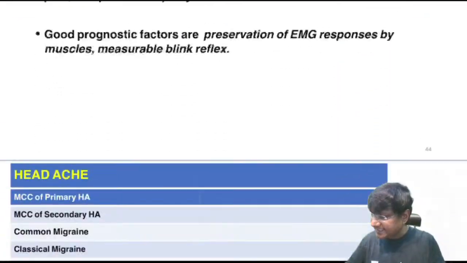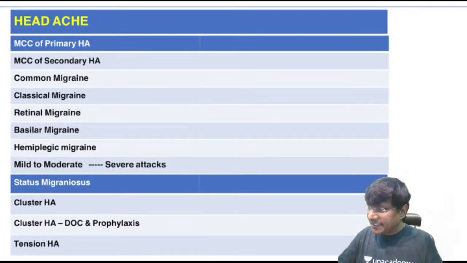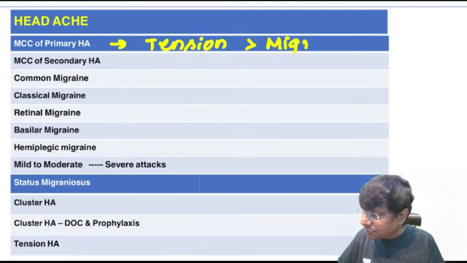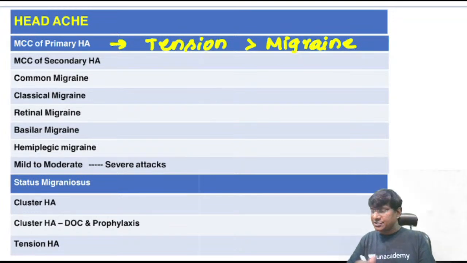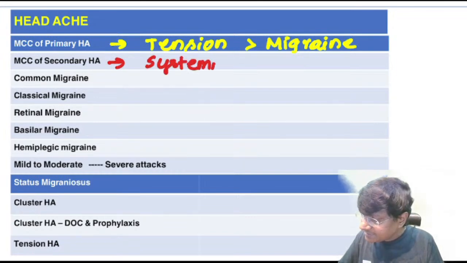Next, the important topic for quick revision is headache. You should know the most common cause of primary headache. The most common cause of primary headache will be tension headache, followed by migraine. Then what is the most common cause of secondary headache? The most common cause of secondary headache will be systemic infection.